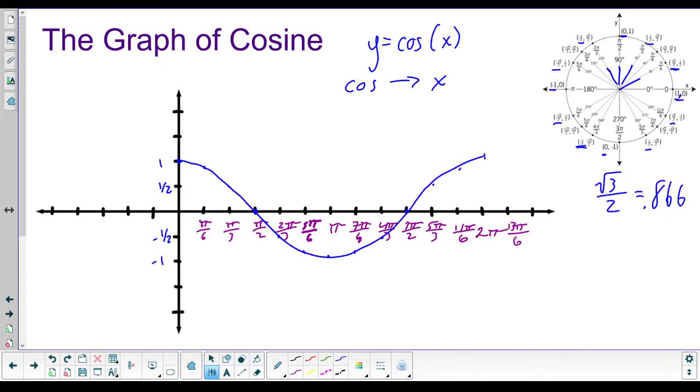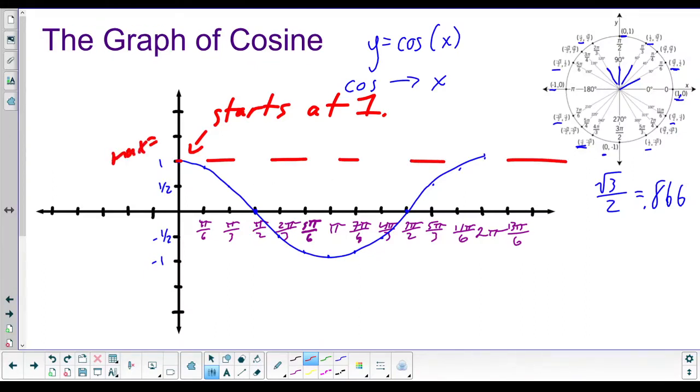Okay. So a couple things we can compare to our sine. We can see our maximum is still at 1. It also starts at 1 instead of starting at 0. It has a maximum of 1 again. It has a minimum of negative 1. And it repeats at 2 pi just like sine did.